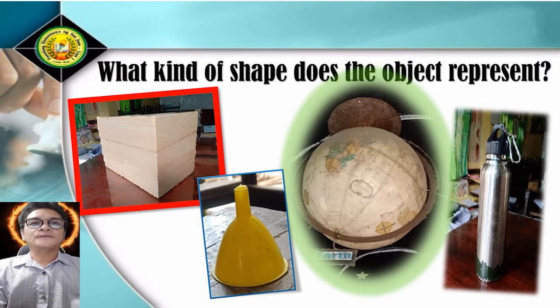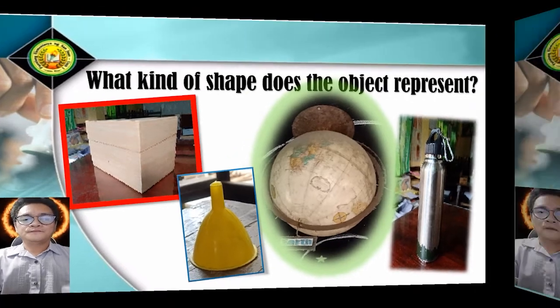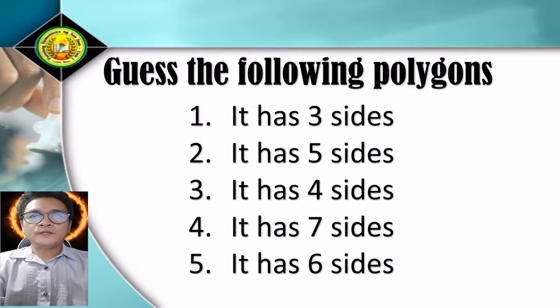How about the next one? Yes, very good. That's a globe. It represents a circle. How about the last one? Yes, it has a circle, and it can also have a rectangle. From this moment on, you will jot down or write your answer, then send it to our GC, or you can PM me.